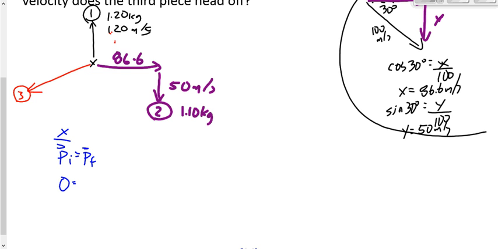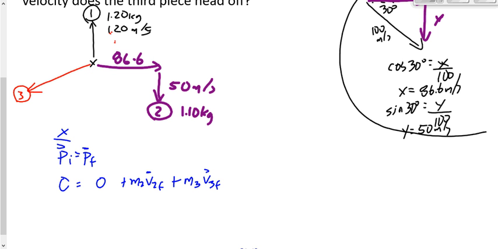There are 3 objects after the explosion takes place, so we're going to put in 3 terms, M1 V1F plus M2 V2F plus M3 V3F. Yep, you're right. Object number 1 has 0 momentum, so we could actually fill that in right now. Right, 0 X momentum because it's all Y. Right, 1.2 meters per second, but it's all on the vertical axis.